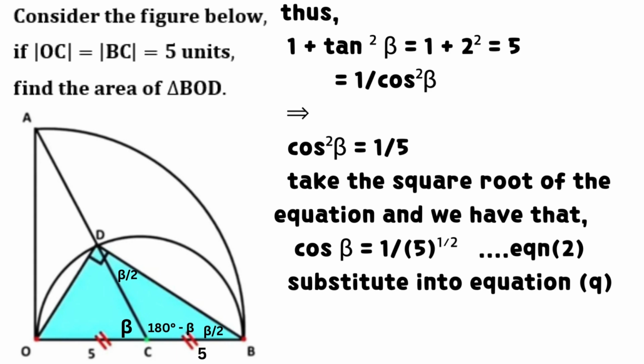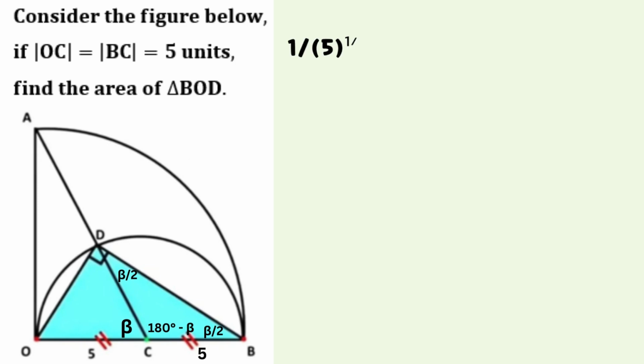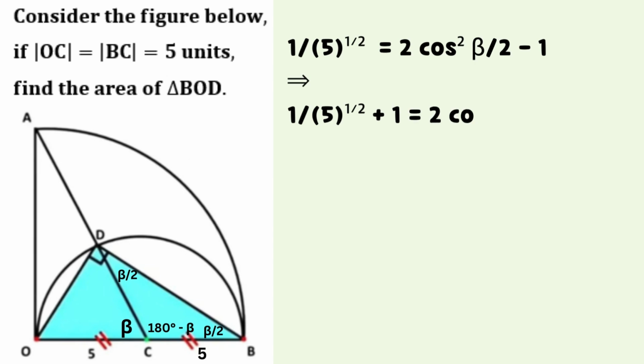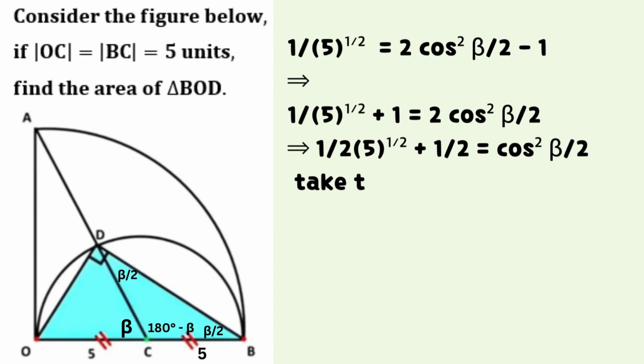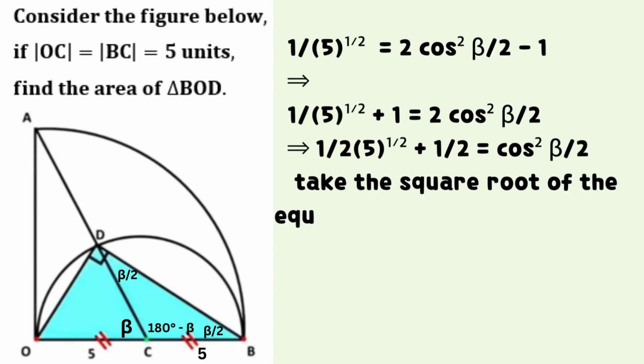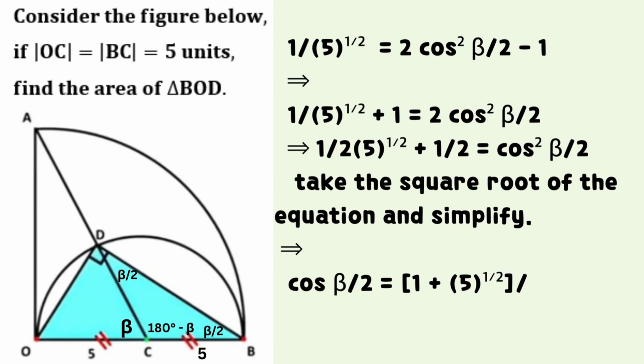Substitute into equation Q. The sum of 1 divided by the square root of 5 and 1 equals cosine square half of beta. Simplify and take the square root of the equation. We have that cosine half beta equals the sum of 1 and the square root of 5, all divided by 2 times the square root of 5.